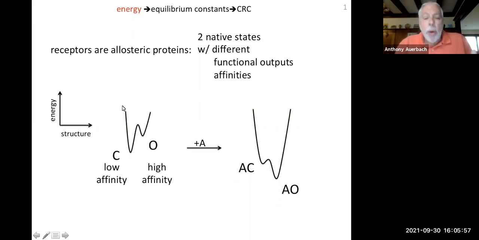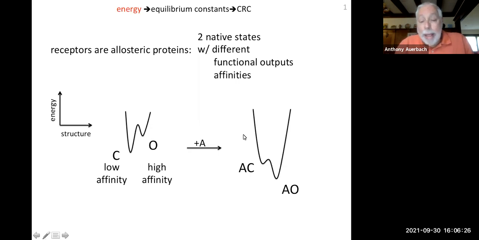appropriate. So what I'm showing down here are potential energy surfaces or energy landscapes for the two, where each of the states is shown as an energy well, the two native states, and they're called C and O for closed channel and open channel. The closed channel binds agonist weakly, and the open channel binds agonist strongly. So in the absence of agonists, the open state is less stable than the closed state, so the probability of being open is quite small.